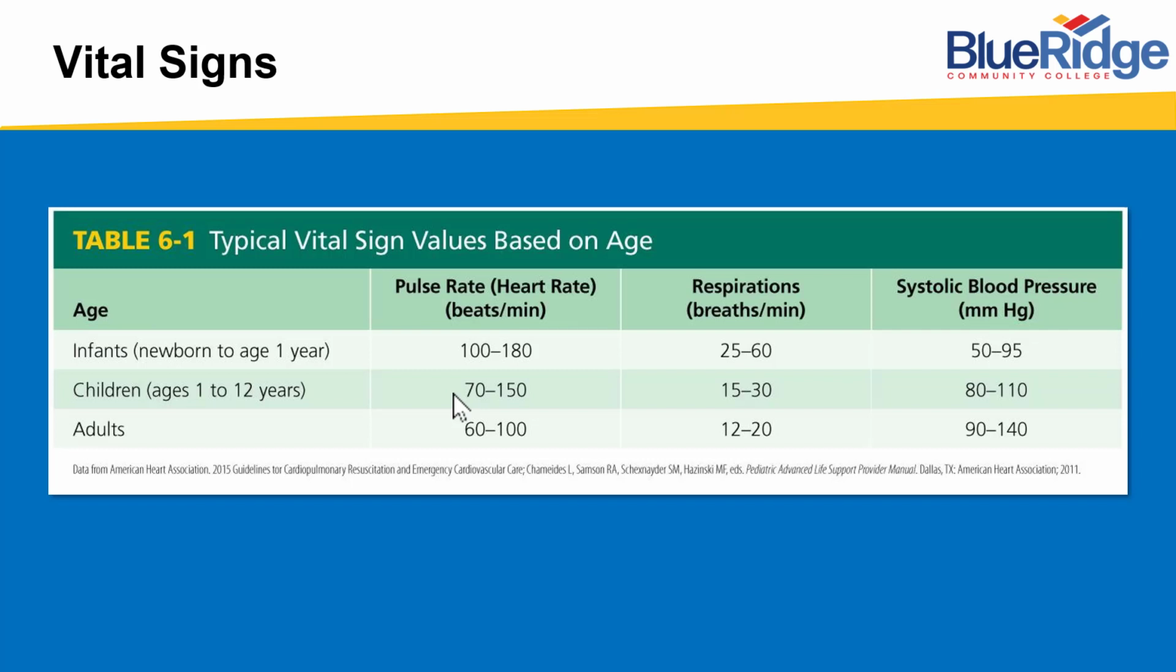And then adults, heart rate is typically, for individuals considered to be healthy, 60 to 100. And then respirations, 12 to 20. And systolic blood pressure of 90 to 140.